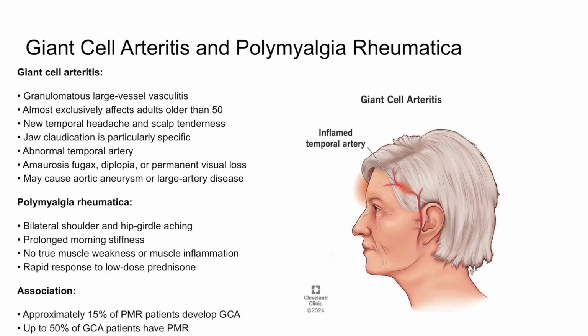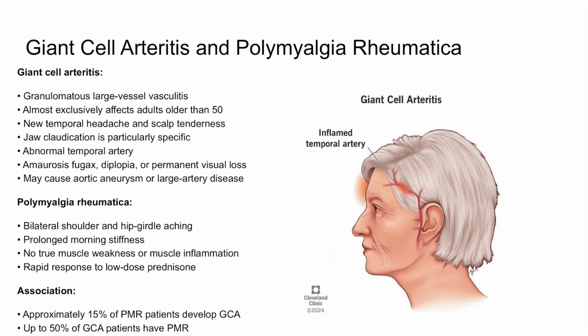So giant cell arteritis is a granulomatous large vessel vasculitis occurring almost exclusively in adults over 50. Classic clues include a new temporal headache, scalp tenderness, jaw claudication, an abnormal temporal artery, and transient or permanent visual symptoms.